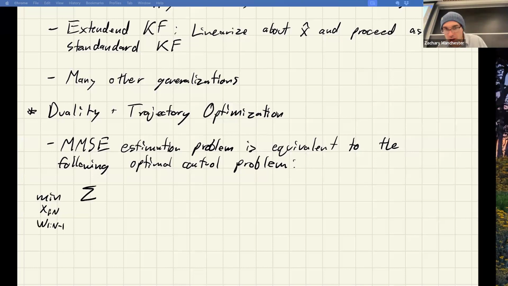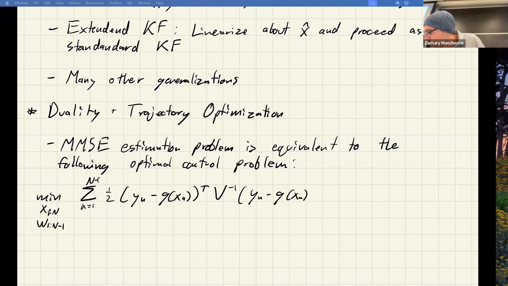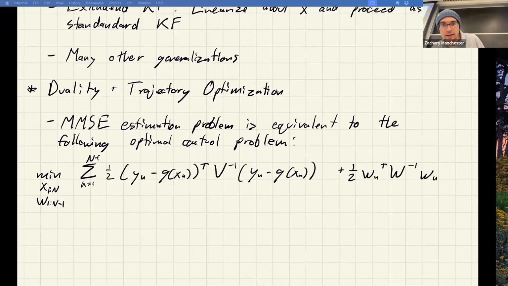Here's how this looks. My cost function is not that different from what we're used to seeing. Here are our measurements, our Y's, and this is our measurement model. This is a general nonlinear measurement model, which we'll call G. Then we've got a quadratic-ish cost that looks like the following. Let's write it down, then talk about it. Then we've got what would be our control cost, but here it's the process noise, and that looks like this. And then we've got our dynamics constraints, and those look like this.